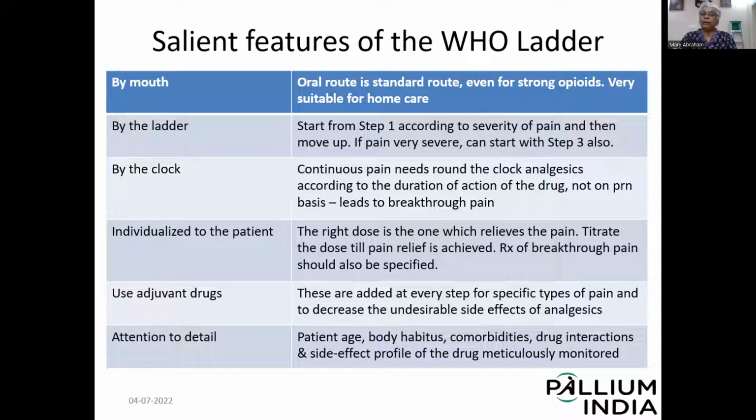Another very important characteristic is that it is individualized to the patient. That means the right dose of the analgesic is the one that causes good relief of pain for 24 hours.